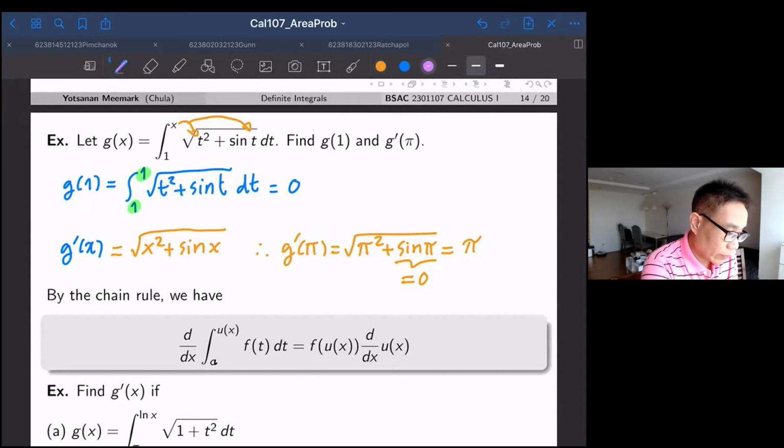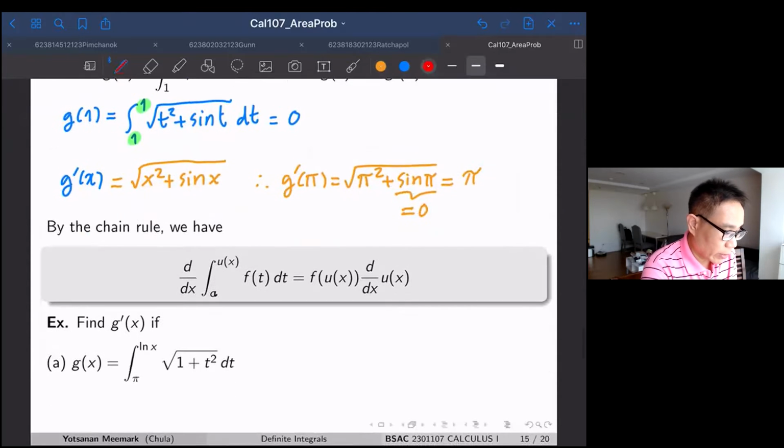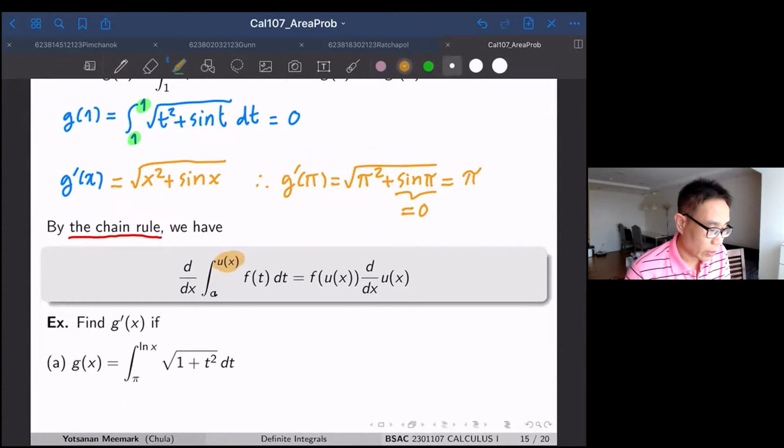The next thing that we're going to study is, can we differentiate under the integral sign by using the chain rule? Of course we can. So what is the chain rule? You see the variable here is u(x). This is not x, it is a function in x. So when you differentiate the integral of f(t) dt, you have u(x) here.